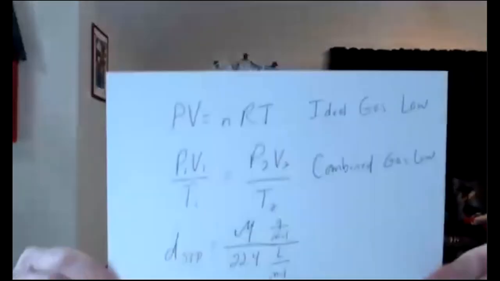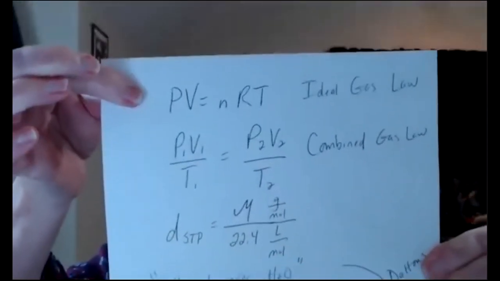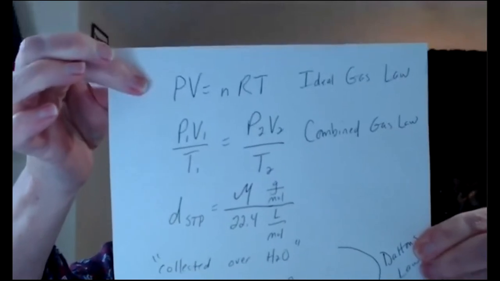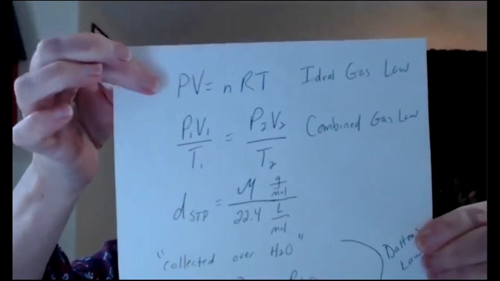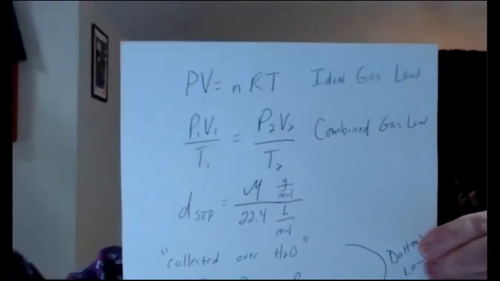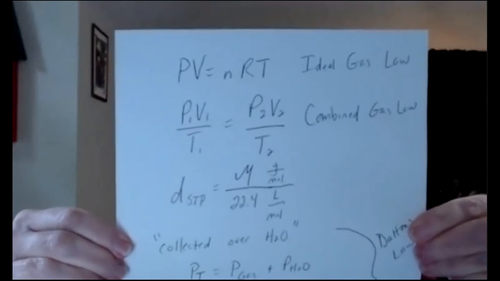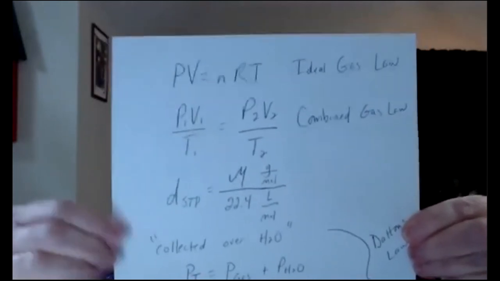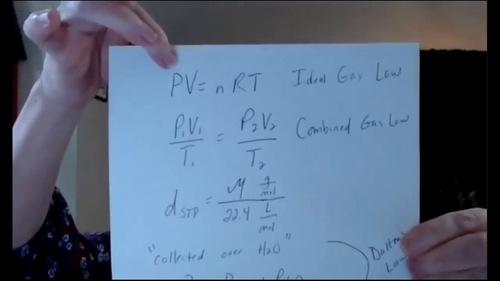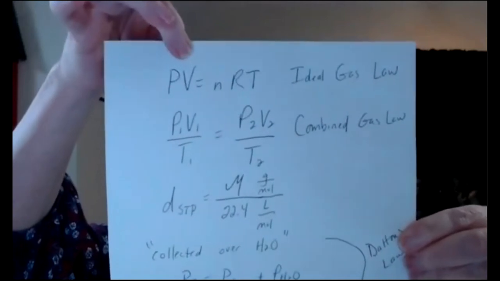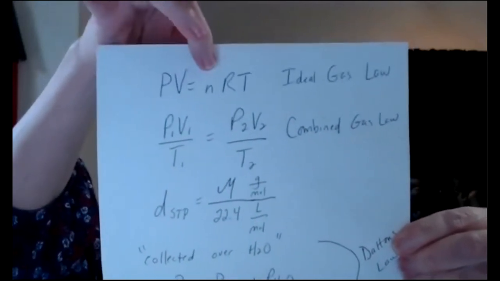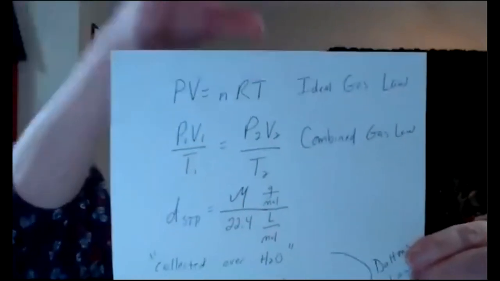Okay, anyway, back to my formulas. PV equals nRT is the ideal gas law. It is the most popular one. Because you're using R and it's specified with that combo unit, you have to have pressure in ATM, you have to have volume in liters, n stands for moles, moles are moles. Temperature in any of these formulas must be in Kelvin.